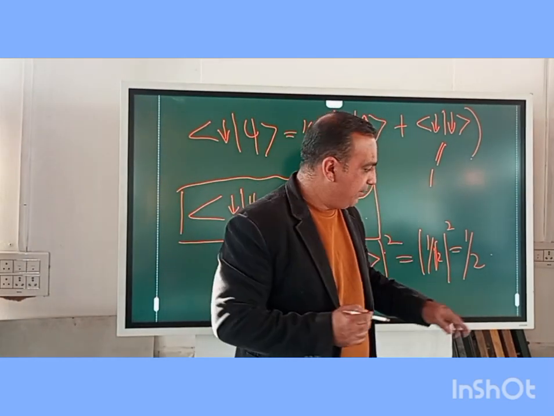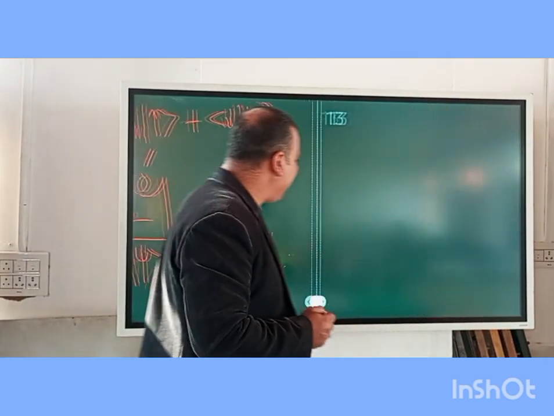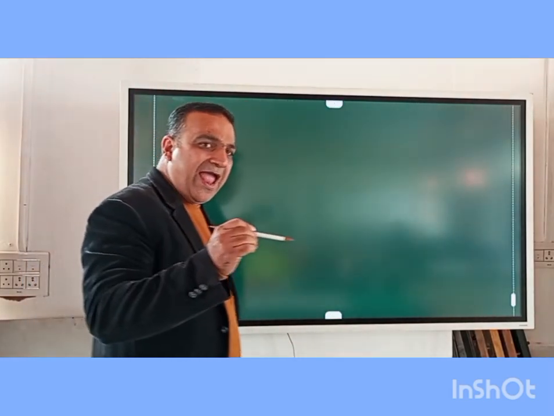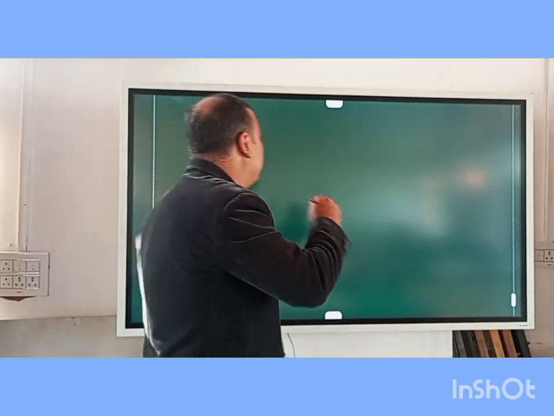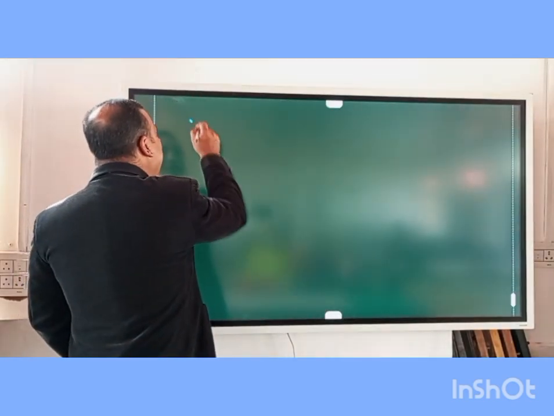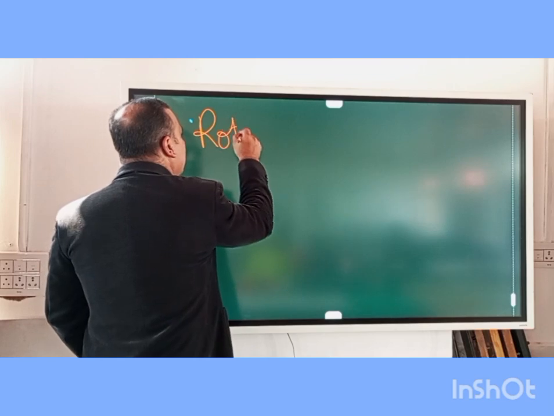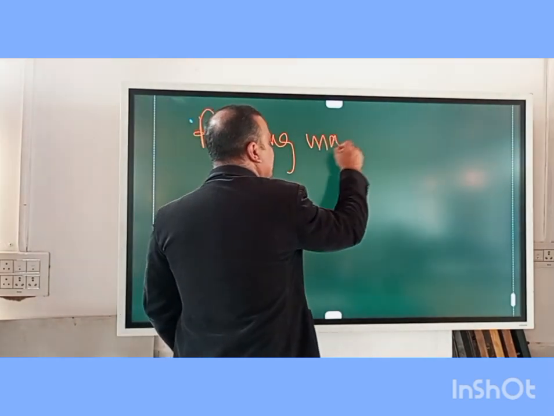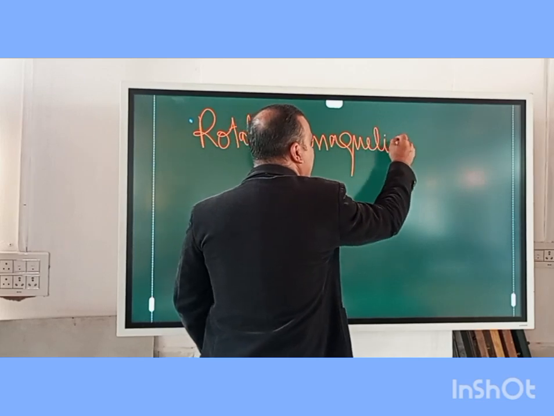So this is our problem now. What am I telling you? I'm telling you that I have an interaction of the spin with a rotating magnetic field. I think we will discuss this tomorrow, okay?